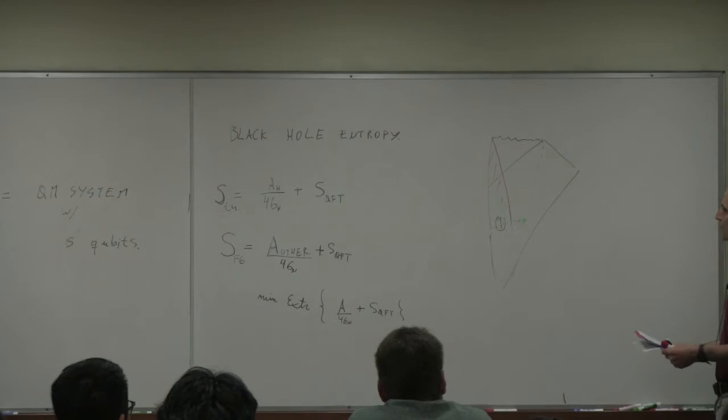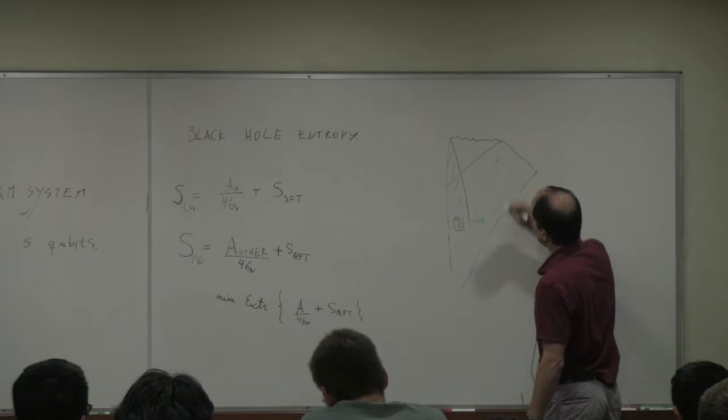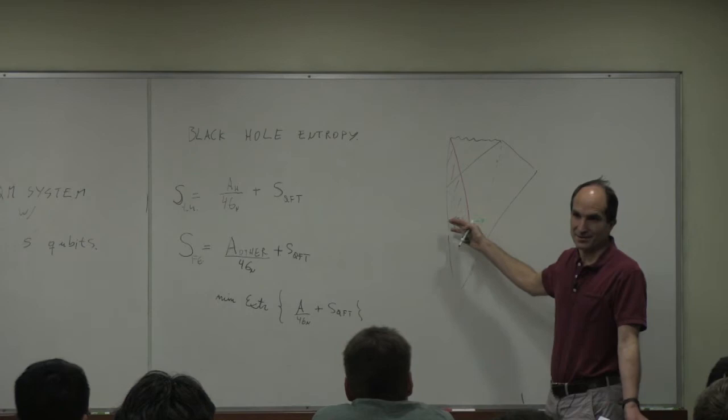Okay, so now we could consider also the same problem at a later time. Maybe there's one more thing I need to say here, is that the area was zero, but the entropy of the quantum fields was non-zero. So that was the entropy of the star, right? So the original entropy is the entropy of the star.